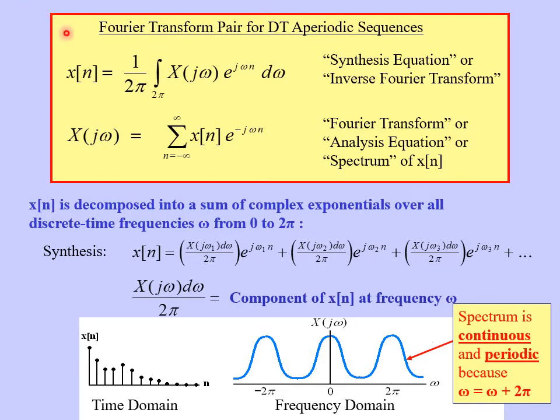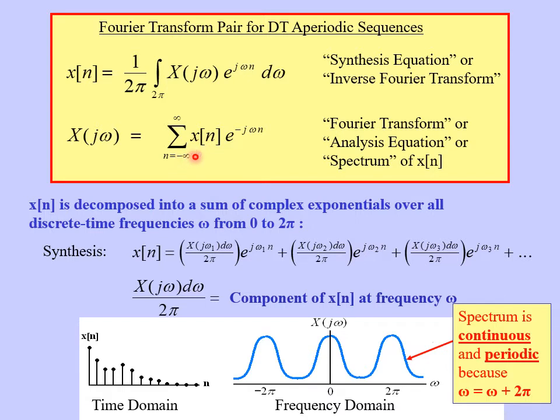So here it is again, just a repeat of what I just showed you on the last slide. x of n is given by the so-called synthesis equation, which is also the inverse Fourier transform. In other words, if you know what the Fourier transform is, big X of j omega, you can plug it in this integral and figure out what the signal is in the time domain, what the sequence x of n is. And then this is the Fourier transform definition for discrete time.